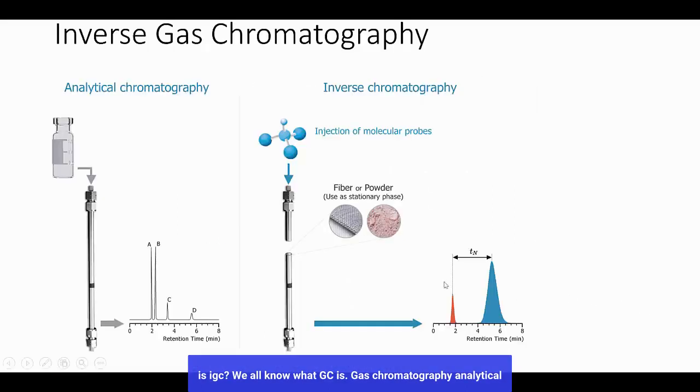We all know what GC is, gas chromatography, analytical chromatography here on the left. These diagrams are from AD Scientists. You inject some mixture into a column and the components come out as a set of peaks, and you identify the peaks and you measure their areas, and that's all very interesting. IGC is completely different. You have the same column, but inside the column you have your unknown. You have a fibre, a powder, a polymer on an inert support. And you inject known simple solvent molecules like acetone or hexane or toluene.